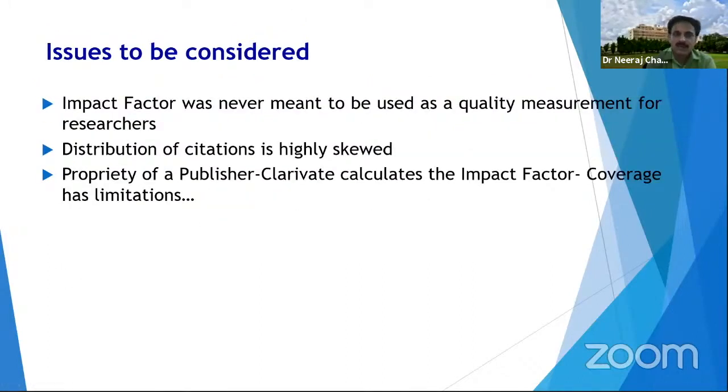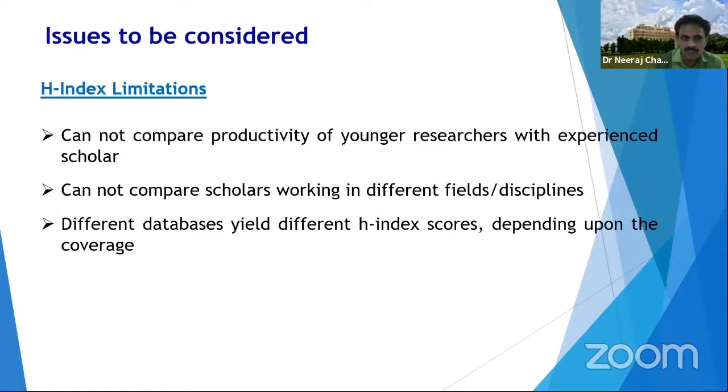Next, impact factor was never meant to be used as a quality measure for the researchers. I was initially discussing this, that Garfield did not introduce the impact factor for this purpose, but it was slowly used for assessing the impact of people. Distribution of citations is highly skewed. And another important thing is that it is proprietary to one of the publishers, Clarivate Analytics, which calculates the impact factor. And coverage is also one of the limitations.